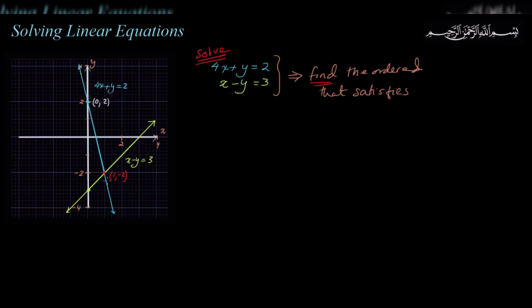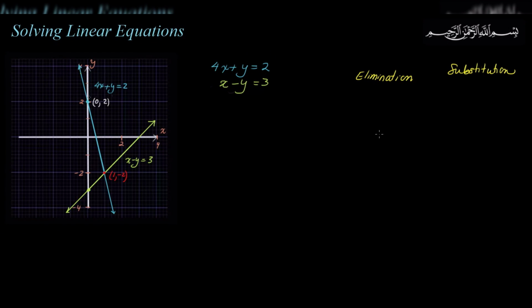Now, here we kind of graphed it out. In fact, that's one way of finding it, that you can graph the lines and guess what the point of intersection is. So that's a legitimate way to solve linear equations. In general, however, there are two ways that we solve a pair of linear equations, and that is using the elimination method or using the substitution method.